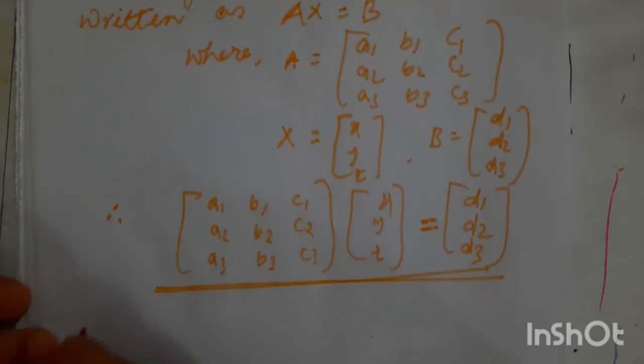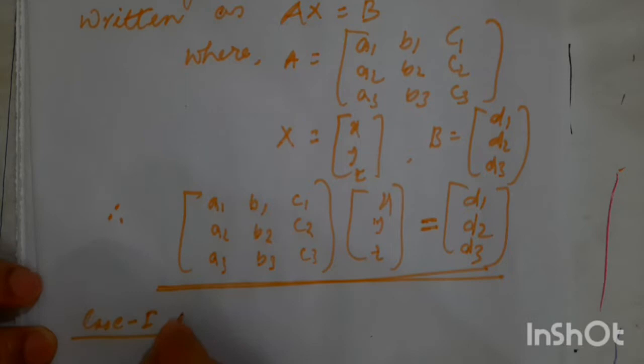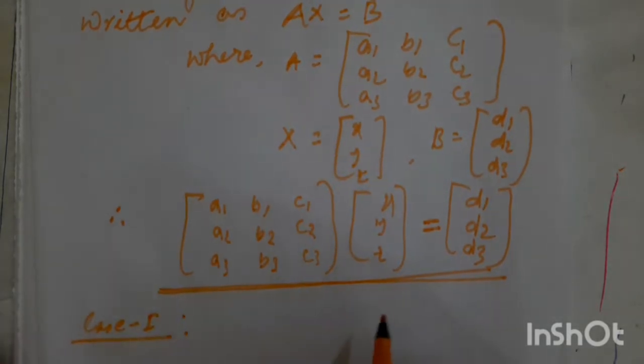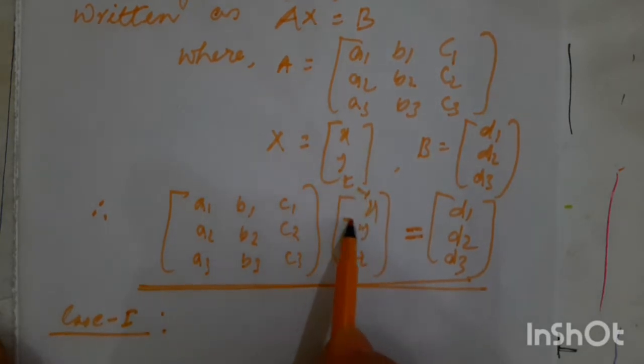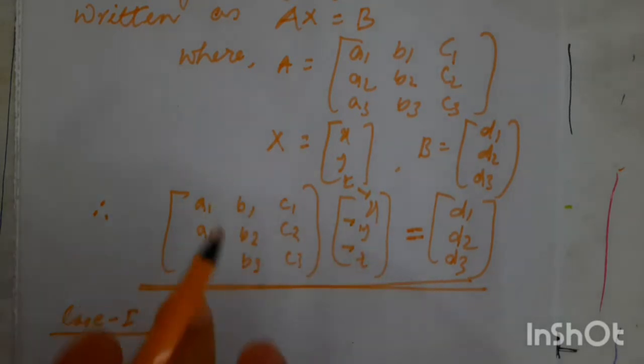Now, case 1. What do we have to find to solve this system of linear equations? We have to find the value of the unknowns. That means here the unknowns are x, y and z. So in this system of linear equations we have to find the value of x, y and z. Now check how we can do this.